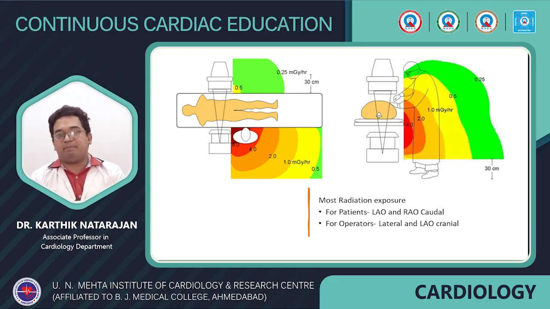Now this is the typical projection which I was talking about. So most radiation exposure is for patients in LAO and RAO caudal. For operators, it is for lateral and iliocranial. So LAO caudal and RAO caudal is maximum exposure for the patient and for the operators. So you need to chop and change. If you try to have more exposure to the patient, then the scatter radiation will increase, and vice versa. If you use more exposure to the operator, the direct radiation will also increase.